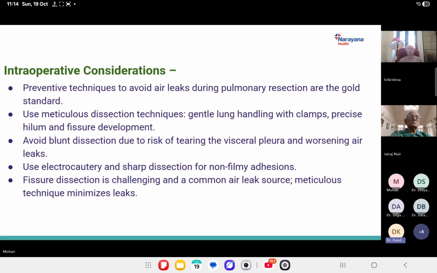Intraoperative considerations: preventative techniques to avoid air leaks during pulmonary dissection are the gold standard. Use meticulous dissection techniques, gentle lung handling with clamps, and precise hilum and fissure development. Avoid blunt dissection due to the risk of tearing the visceral pleura and worsening air leaks. Use electrocautery and sharp dissection for non-filmy adhesions, and release all the adhesions. Fissure dissection is challenging and a common air leak source. Meticulous technique minimizes leaks.